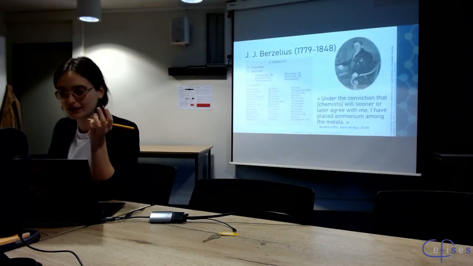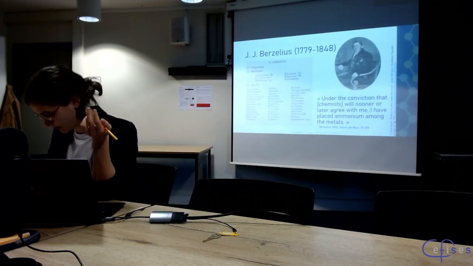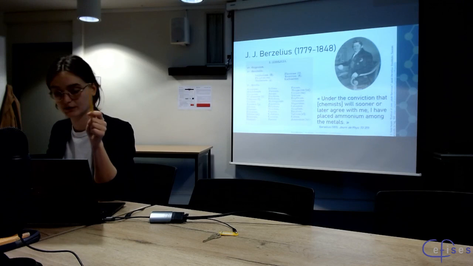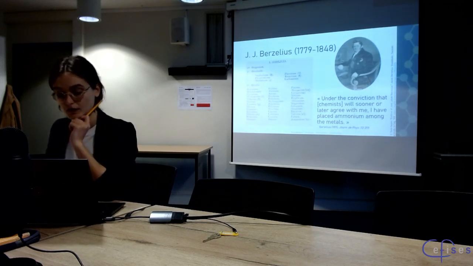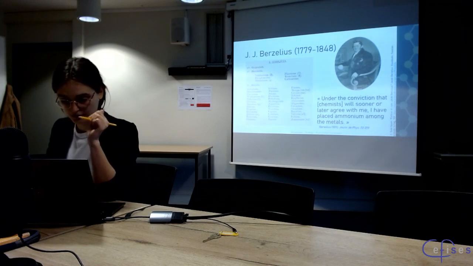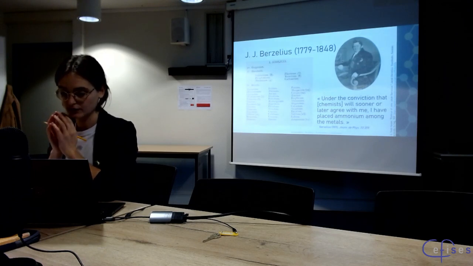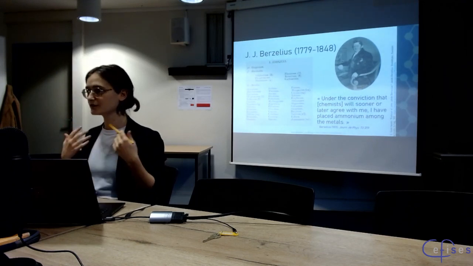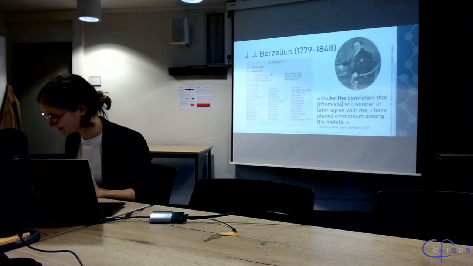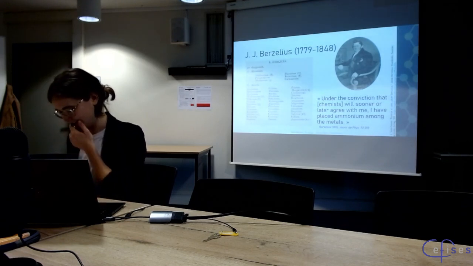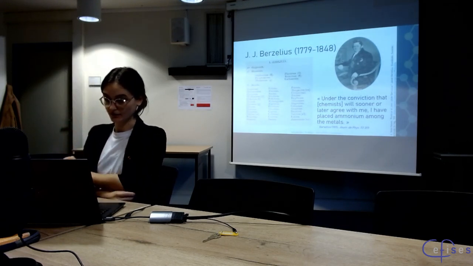Berzelius was completely convinced by this idea, so much so that he included ammonium in his 1811 classification of chemical elements, where you can see it all the way at the bottom right. The 14 in parentheses refers to a footnote where he said that, under the conviction that chemists will sooner or later agree with me, I have placed ammonium among the metals. So he was aware that it was still a controversial idea, but pretty sure that sooner or later everyone would be convinced of the existence of this metal.